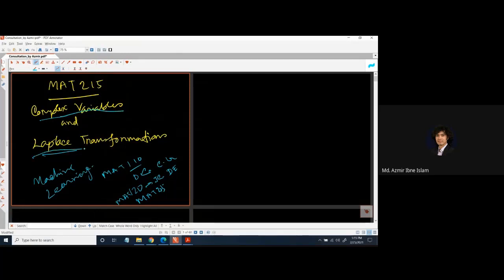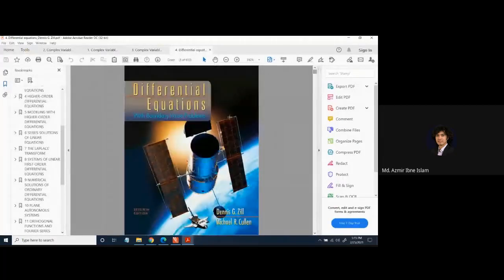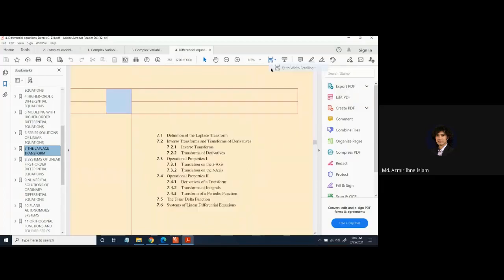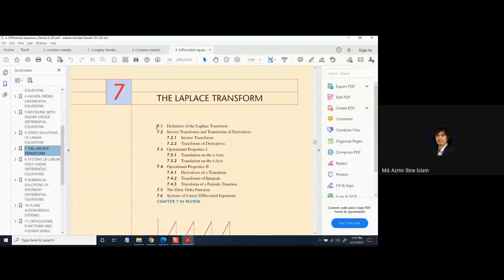And for Laplace transformation, we can go through differential equations written by Dennis Zill. From this book, we just need to go through chapter 7. So in chapter 7, you can see that there are some sections 7.1 up to 7.6. So at least we will try to focus on section 7.1, 7.2, 7.3, and 7.4. But I think 7.1 to 7.3, these are enough. Okay, so this is for Laplace transformations part.